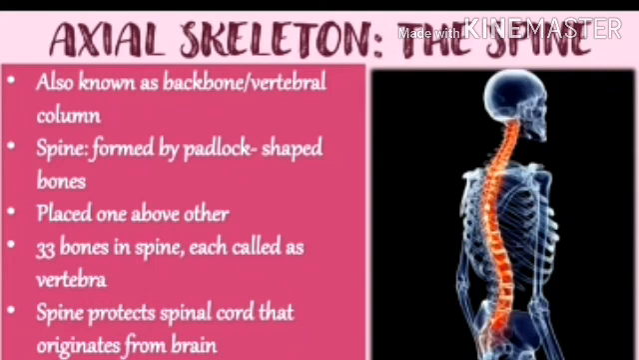So these are all about the axial skeleton. Which things have we studied? The skull, then the rib cage and the spine. Understood everyone, the axial skeleton?